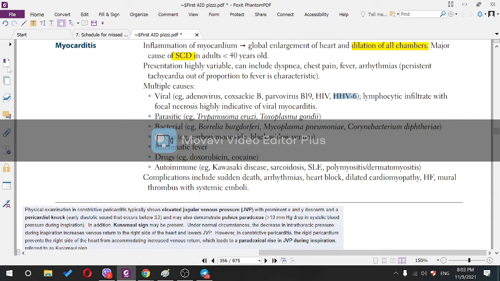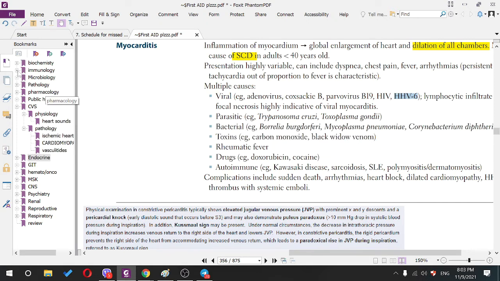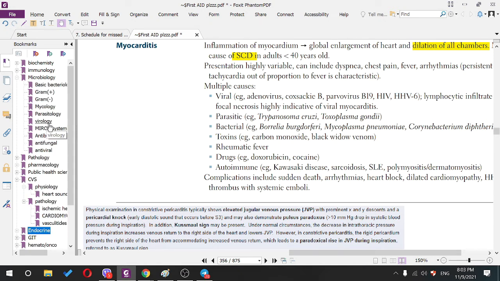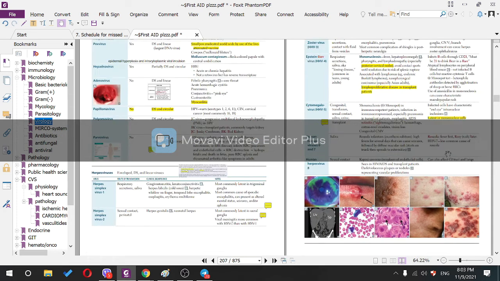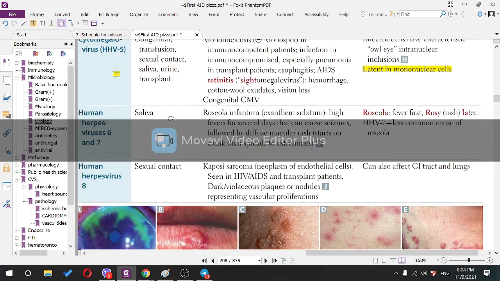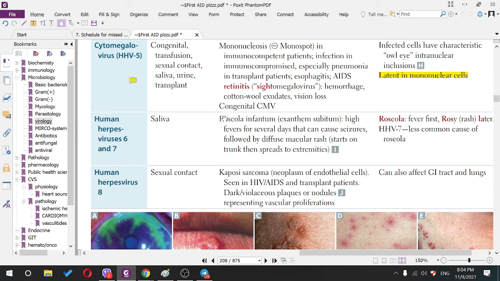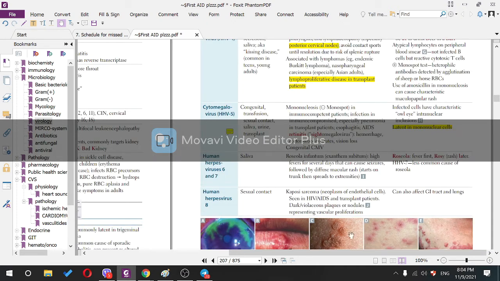Not Rota, man. Come on. Rota is not a herpes virus. This is herpes virus number 6. I said R. No, it's not zoster. I said R. Roseola. Roseola and Phantom. Come on. So Roseola, exactly.